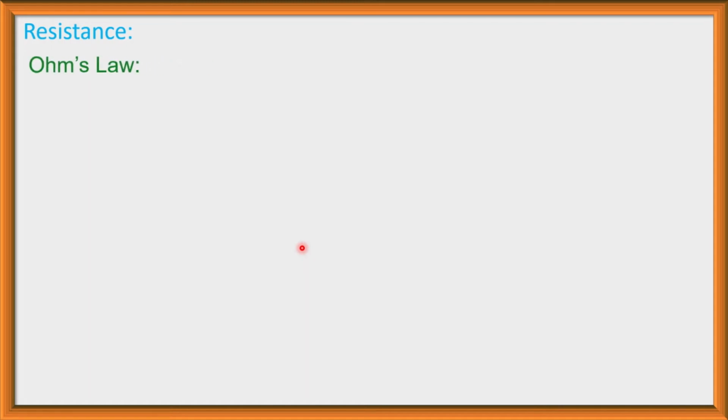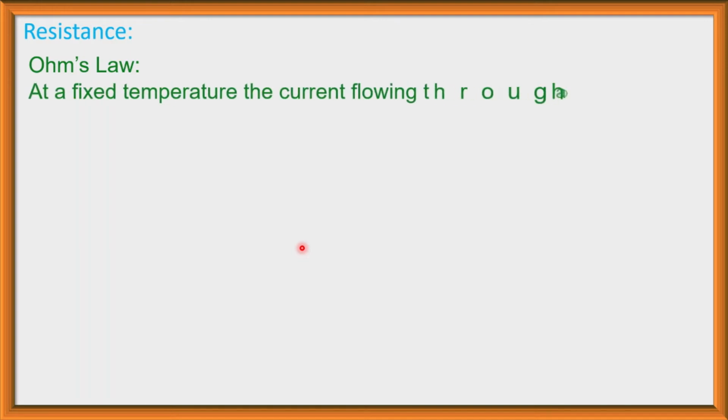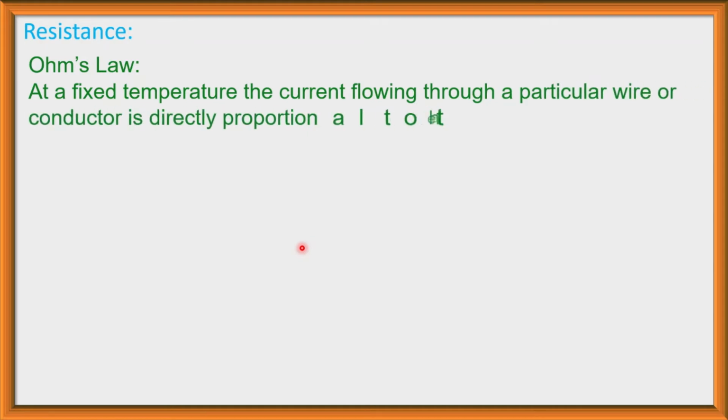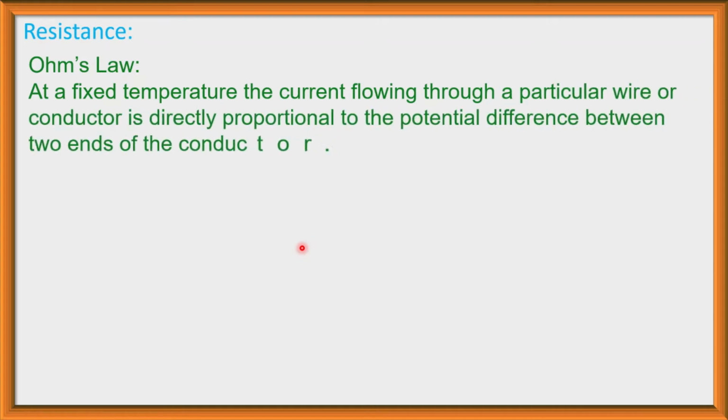Now Ohm's law. We know there is a relation between current flow I and potential difference V. At a fixed temperature, the current flowing through a particular wire or conductor is directly proportional to the potential difference between two ends of the conductor.